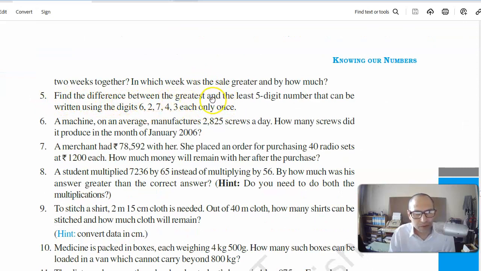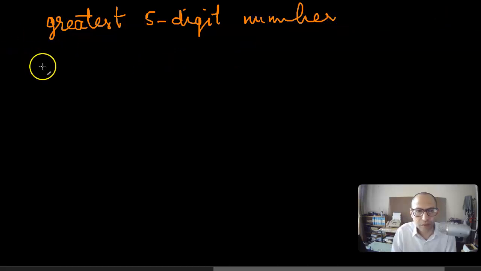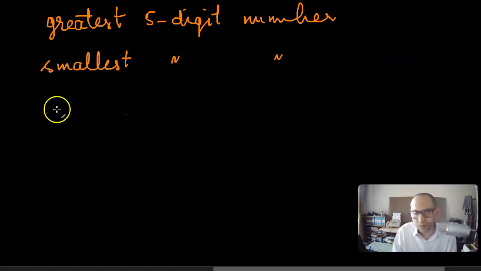Now find the difference between the greatest and the least five-digit number that can be written using these five digits each only once, right? This is something that I'm going to solve. So we're talking essentially about the greatest five-digit number and the smallest five-digit number, both of which use the digits 6, 2, 7, 4, and 3.